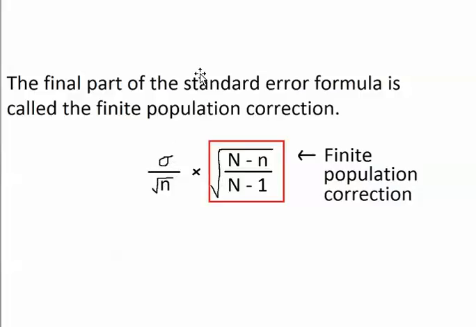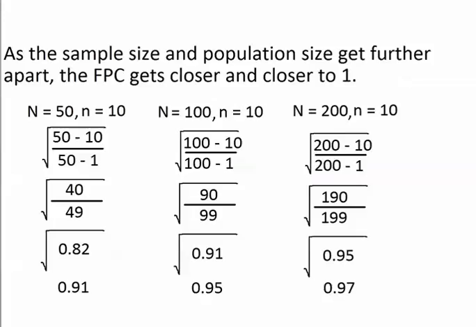The general guideline is that if the population is at least 20 times larger than the sample size, then the finite population correction can be left off, and you can just use this as the standard error formula. This is the reason why that part of the formula can be left off when the population size is 20 times larger than the sample size. When the population is 20 times larger than the sample, then the FPC, the finite population correction, comes out to a number really close to 1.